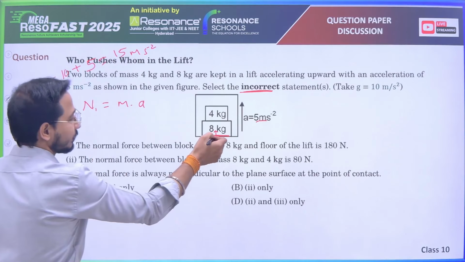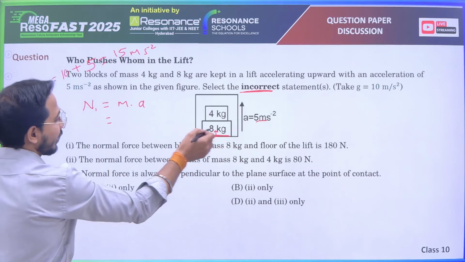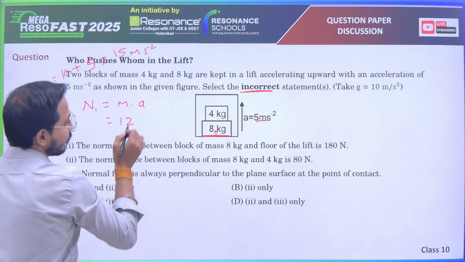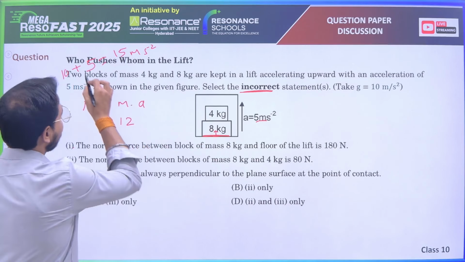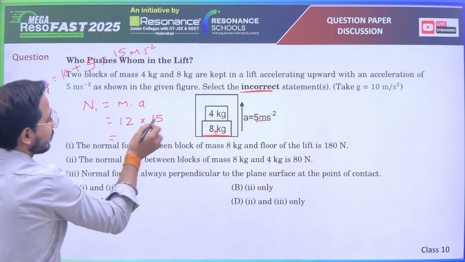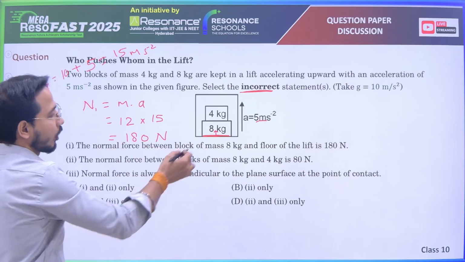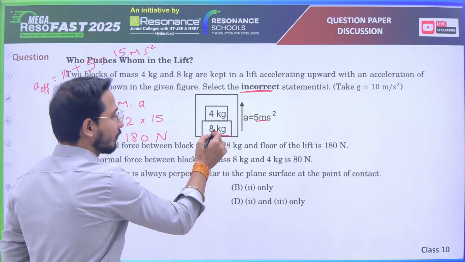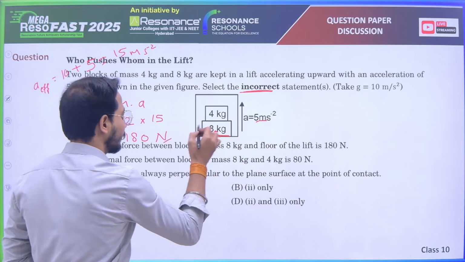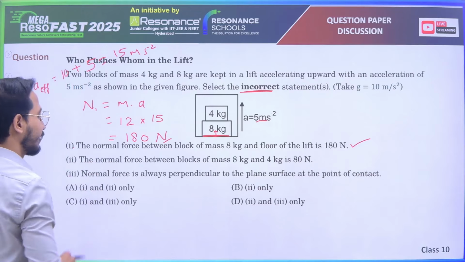So the normal force between the 8 kg block and the floor: the total mass is 8 plus 4, that is 12 kg, and the effective acceleration is 15. If we calculate, it comes to 180. Yes, correct. So the normal force between the block of mass 8 kg and the floor of the lift is 180 Newton. As per our calculation, this statement is correct, right? Now moving on to the second statement.